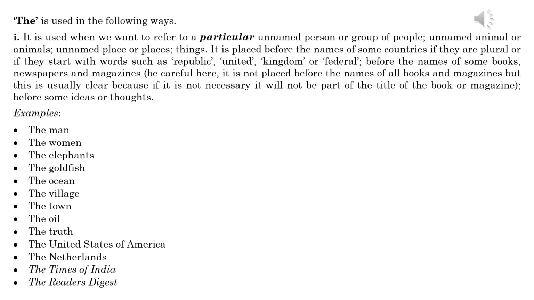The is used in the following ways. 1. It is used when we want to refer to a particular unnamed person or group of people, unnamed animal or animals, unnamed place or places, things. It is placed before the names of some countries, if they are plural or if they start with words such as republic, united, kingdom, or federal.